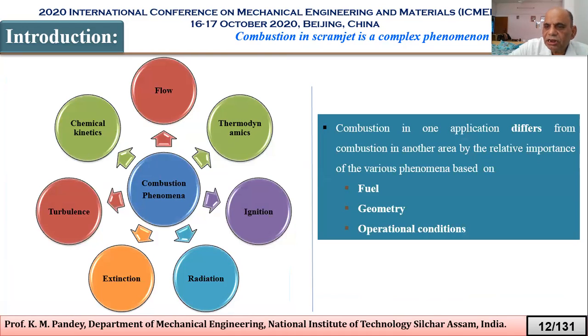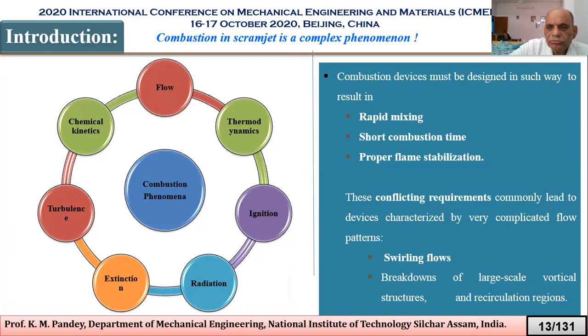Combustion in one application differs from combustion in another area by the relative importance of the various phenomena, based on fuel, geometry, and operational conditions. So, this is all the introduction about the combustion phenomena. And in scramjet engines, we observe rapid mixing, very short combustion time, and proper flame stabilization is required.